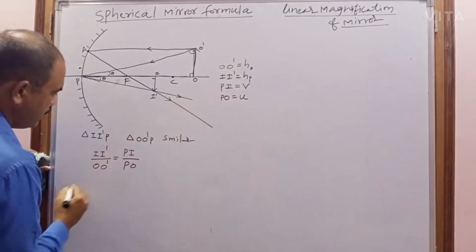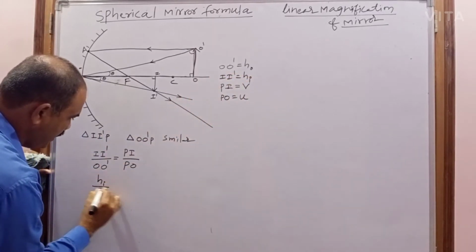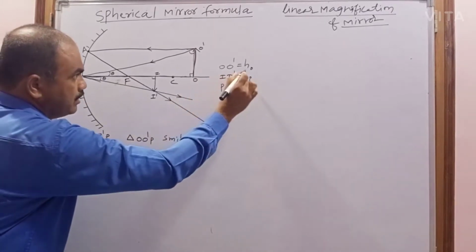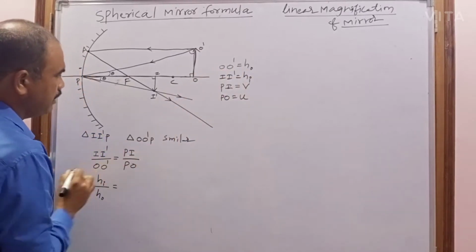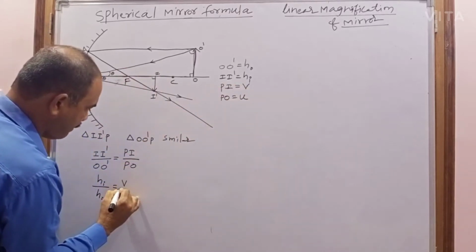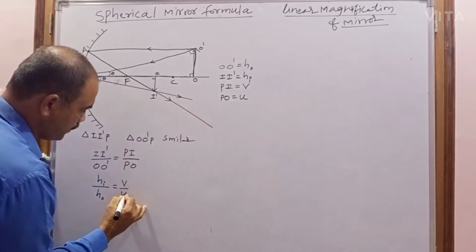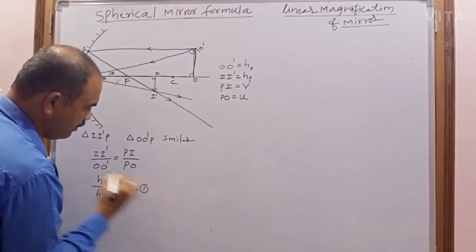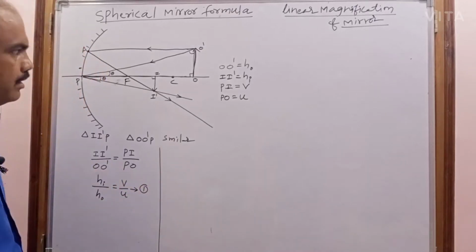So substitute here. I dash is nothing but hi, the height of the image, by O dash, which is nothing but the height of the object, is equal to PI, the pole to image distance, which is V, by the pole to object distance, which is called U. Let it be equation 1.